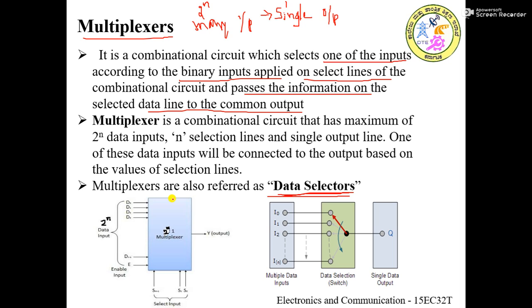There will be 2 to the power of n options, but I cannot select all the 2 to the power of n options simultaneously. I can select only one option, which is the right one.